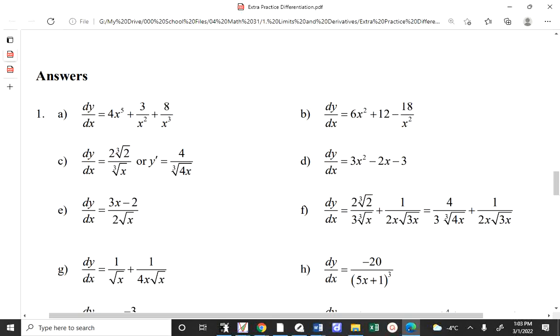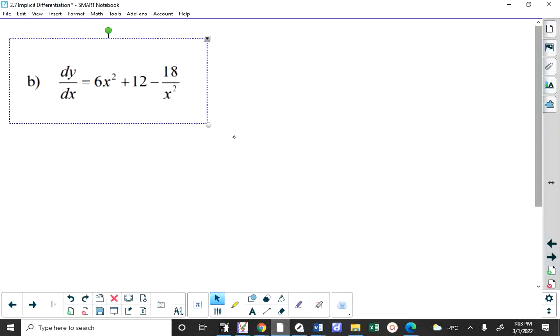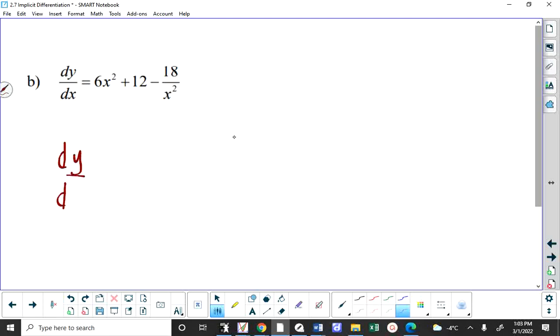Okay. Well, let's deal with it. This is an absolutely useless form of a derivative. Derivatives need to be expressed as a rational function, as factors in the numerator over the denominator. So what this really is, is 6 times x squared plus 12 minus 18 times x to the negative 2. That's what we have there. And really, whoever did this should be factoring and saying, well, I can take out a 6.